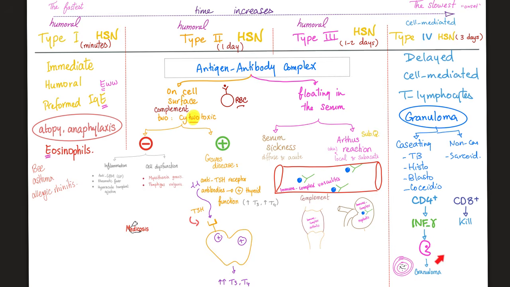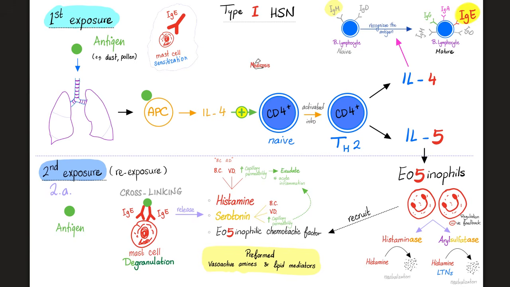How to make a granuloma is a story that we'll talk about soon, but basically, CD4 T lymphocytes will secrete interferon gamma, which will stimulate the macrophages to make the granuloma. We're done with the overview. Now let's get into specifics.